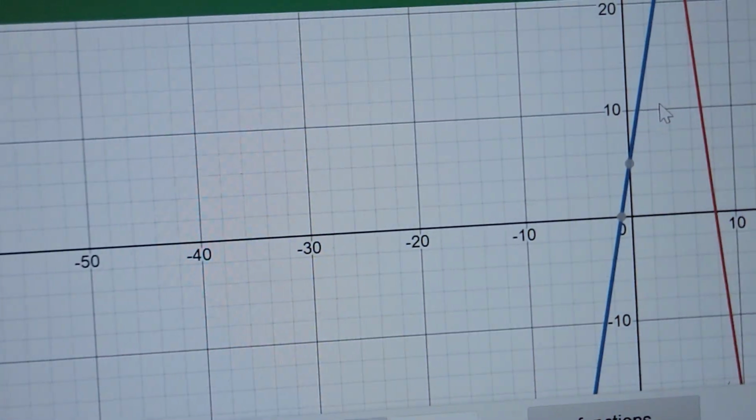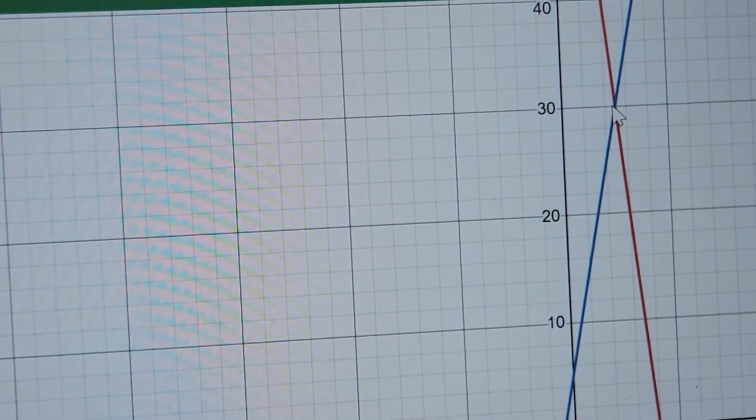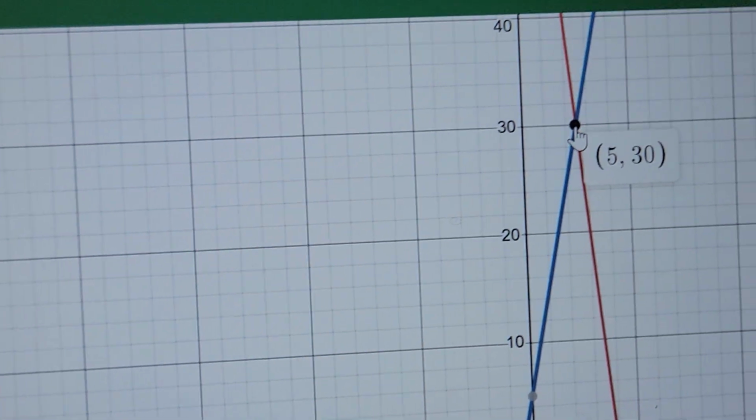So now I zoom out. And where did they cross? They cross right here. There's a dot. So the answer is 530. And they just want the 5.